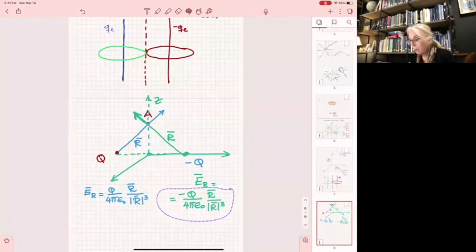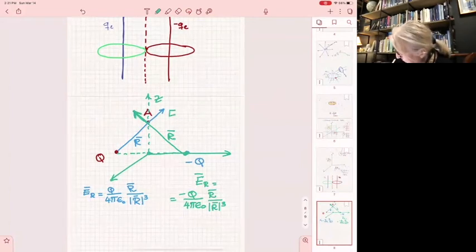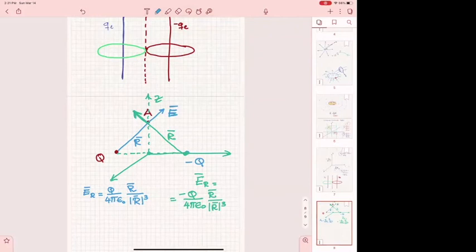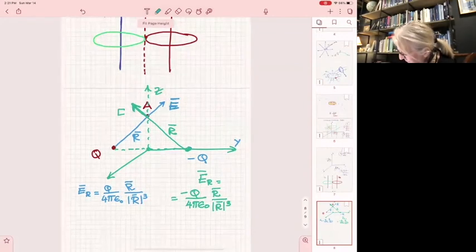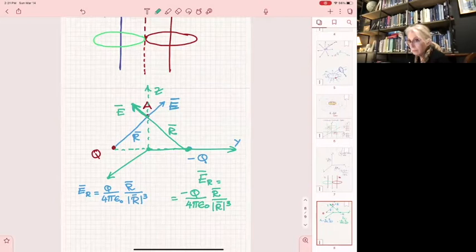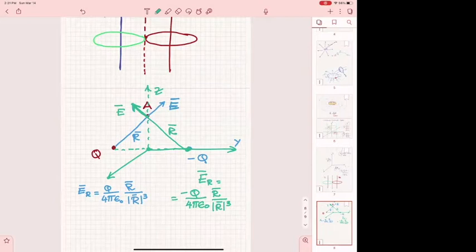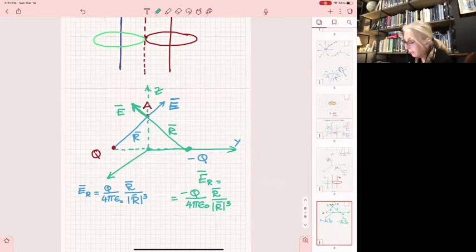So how many components does blue E_A have in the new coordinate system? Does it have two? Yes, only the Y and the Z. How many does the green E have in that? The same ones, the same but in a different direction, obviously. But the same, E_Y and E_Z, the green ones.